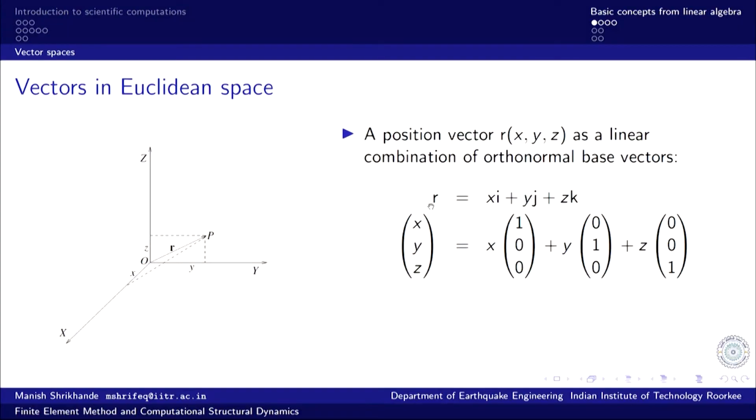So, this vector x y z, this position vector r, can be represented as a linear combination of these 3 base vectors. These are orthonormal base vectors because they are all of unit length, so they are unit vectors, and they are all perpendicular to each other. When I say perpendicular or orthogonal to each other, the projection of one base vector onto another base vector is 0.